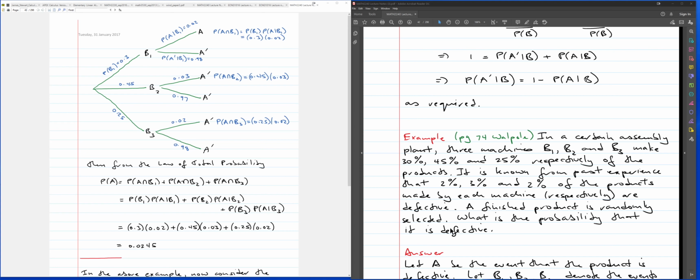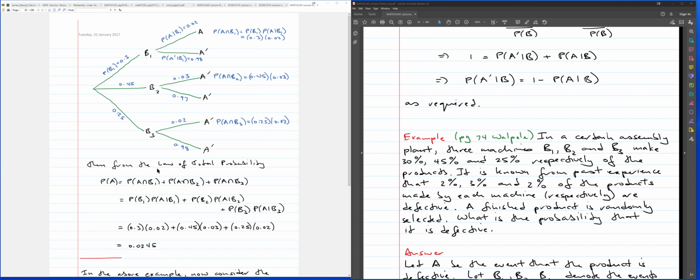Alright, so what we want is the probability of the product, if we choose a product, of it being defective. The probability of it being defective is this case over here, where it's defective and was made by machine B1, this case over here where it was made by machine B2, and this case over here where it was made by machine B3.